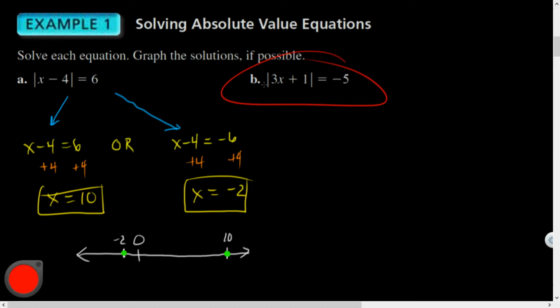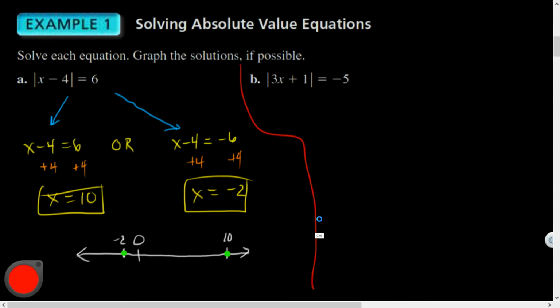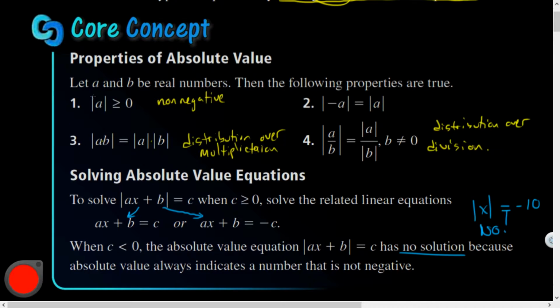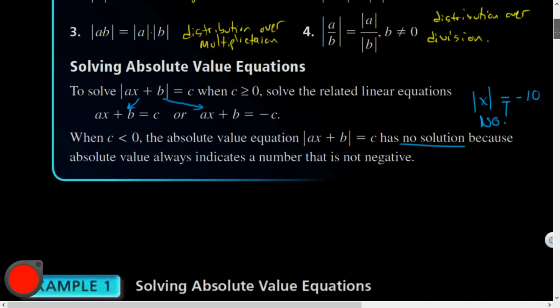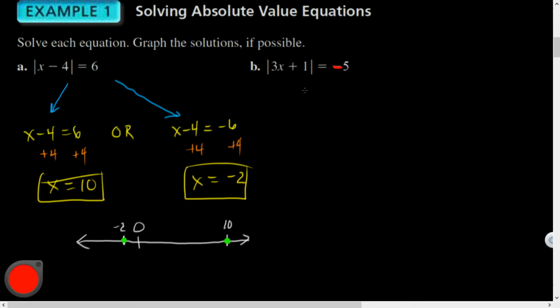And now, this is like 2 separate problems. But check this out. Part B. I've got the absolute value of something equals, and I notice this immediately. An absolute value is always going to equal a non-negative. So when I see part B, I say, no solution. Get out of here, you. You're not going to make me solve this problem. That's impossible. Right? Absolute value cannot equal a negative.